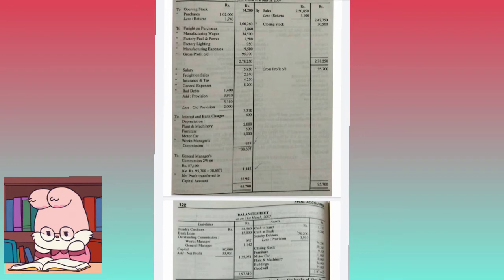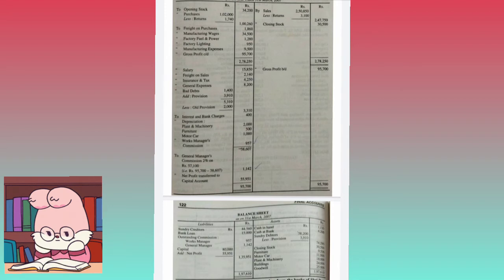Depreciation we have adjusted. Now bringing the provision, 5% provision. Debtors balance is 78,200. 78,200 into 5% comes to 3,910. This is the new provision. This provision we need to make, so it will be taken on the debit side of the profit and loss account.